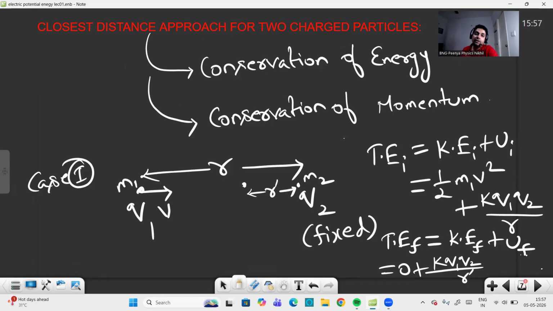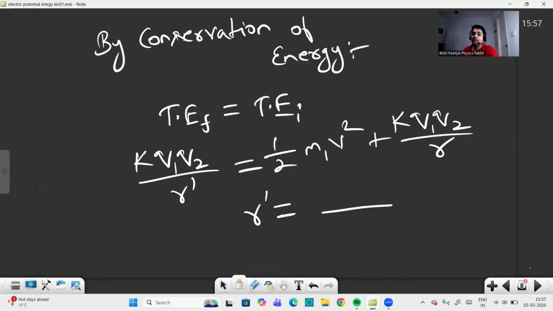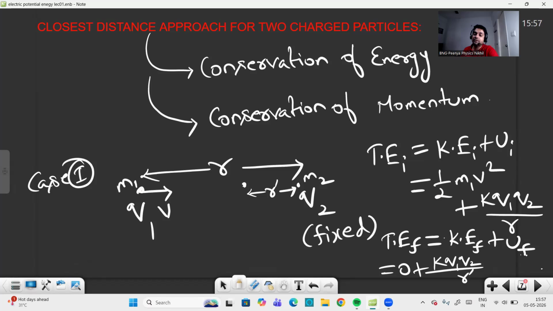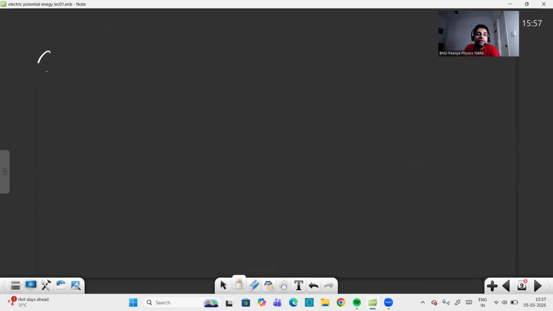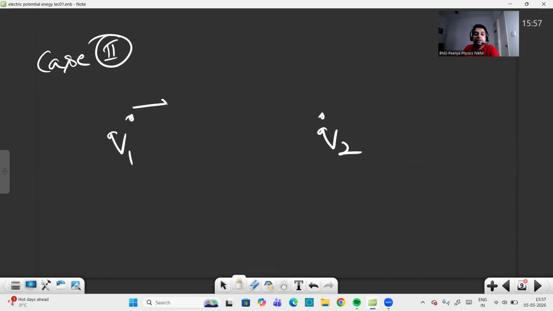Now the next case is, here I considered that Q2 is fixed, but in the case when Q2 is not fixed, what will happen? Just try to understand. Here in case 2, for example, there is a charge Q1, correct? And charge Q2, it is not fixed. Here we give the speed v1 to this one, and to this one we give the speed v2.